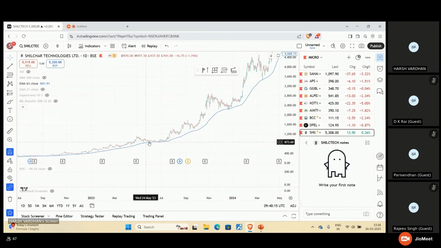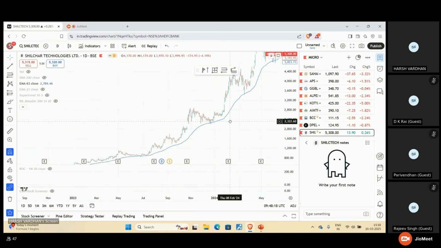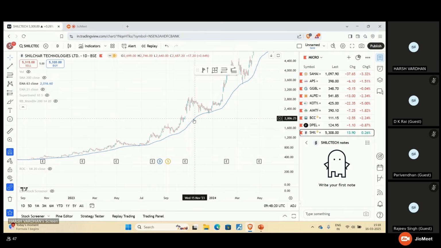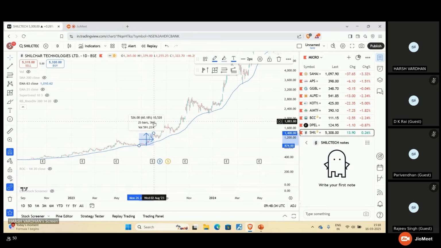So for example, suppose your chart looks like this. This blue line is the 63-day exponential moving average of the stock. Then you will see whenever it touches the 63-day EMA level, if you buy there, then a sudden jump comes. For example, if you buy here, then in the next 36 days, you will generate a return of 60%. And how will we know when to sell? That we will also discuss, after a few slides.